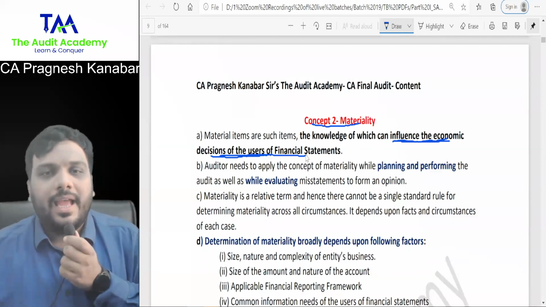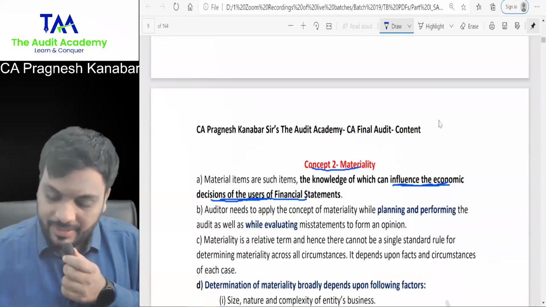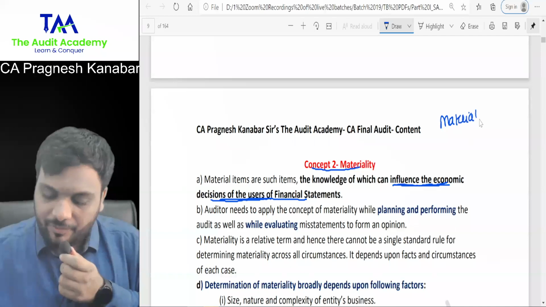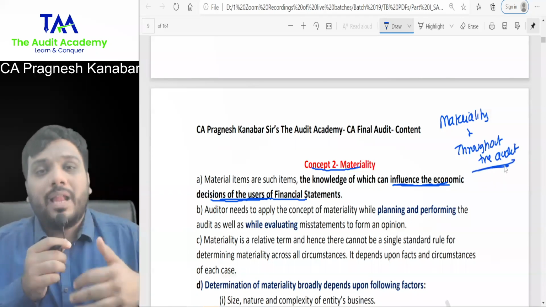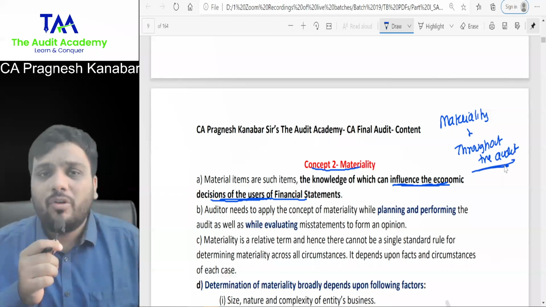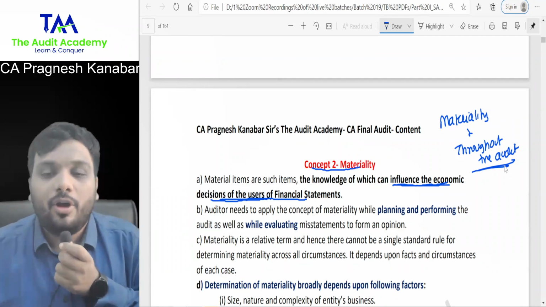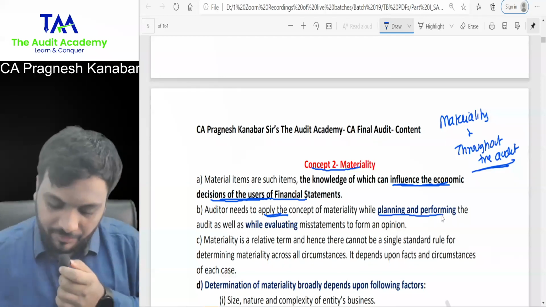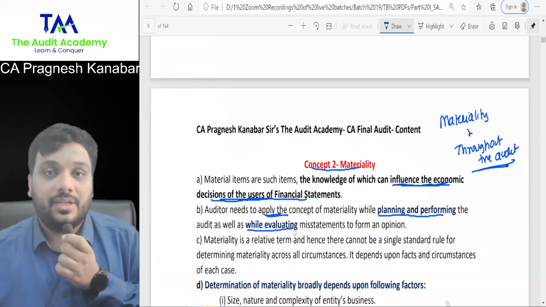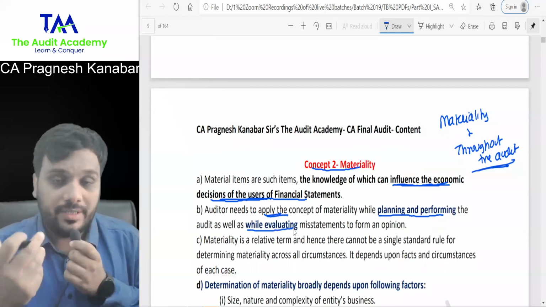Now tell me, as an auditor, when do you think I'm going to apply the concept of materiality? Sir, the concept of materiality will be applied throughout the audit, sir. When I'm going to plan and perform the audit, when I'm going to form my opinion, every single point, every single stage, I'm going to apply the concept of materiality. So the auditor needs to apply the concept of materiality while planning and performing the audit, as well as while evaluating misstatements. Now, I want you to write something with me so that you will develop the grip on what I'm going to discuss next.